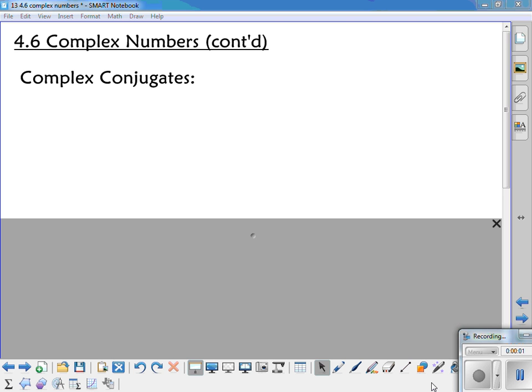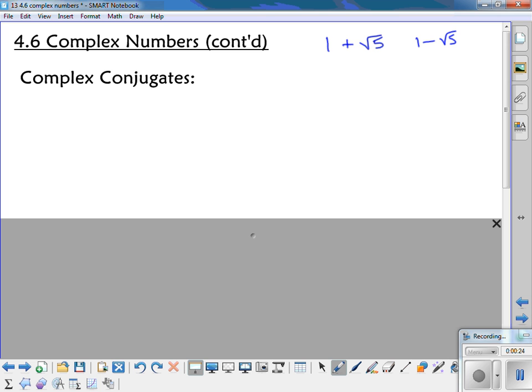Okay, so today we are continuing from where we left off yesterday. The first thing we're going to talk about are complex conjugates. So do you guys remember what the conjugates were with the radicals? Like if I had 1 plus the square root of 5. What's the conjugate for that? 1 minus square root 5.